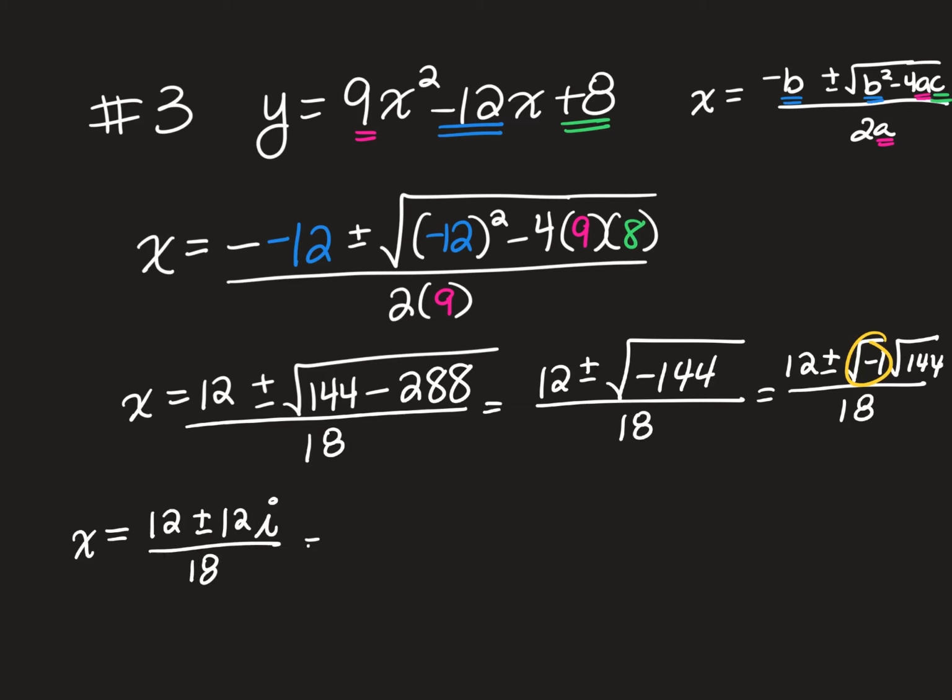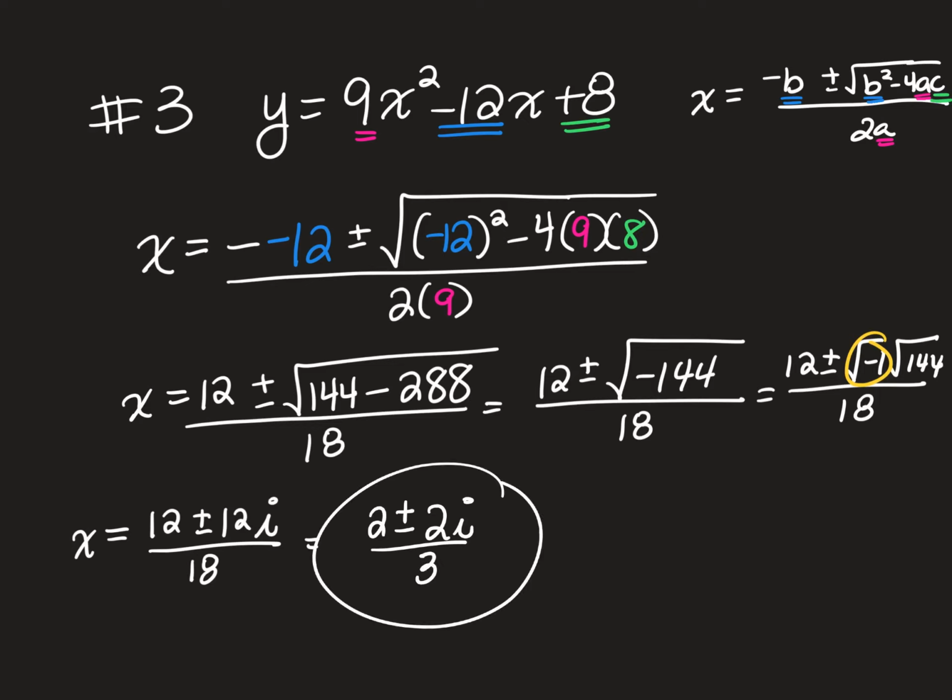Now this is pretty good, but it didn't match any of the choices because you still had to reduce. All three of these numbers, you can do 12 over 18 and simplify that. Divide everything by 6 if you want to think about it that way. But what you're going to get is 2 plus or minus 2i, all over 3.